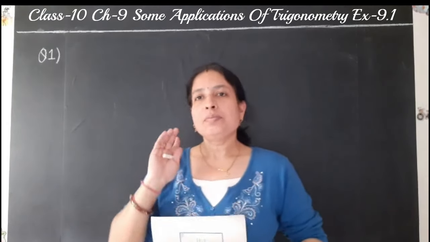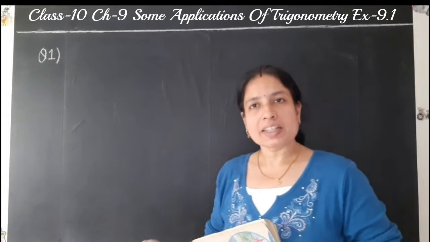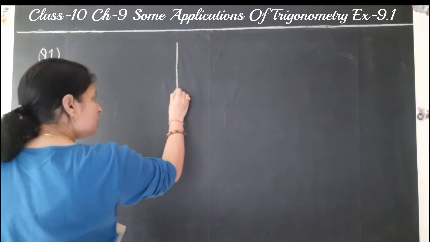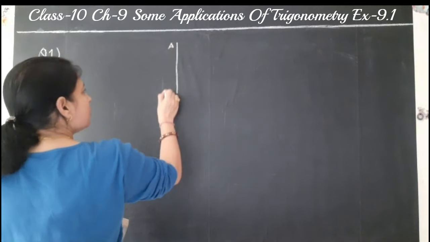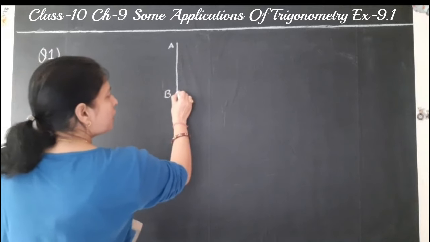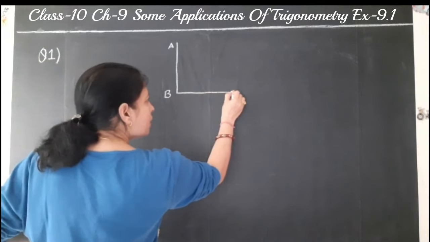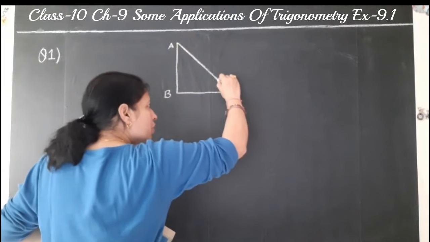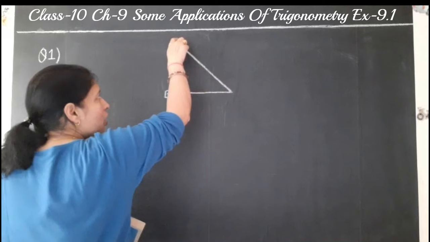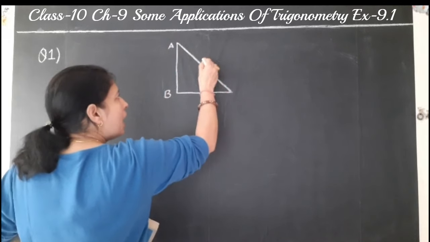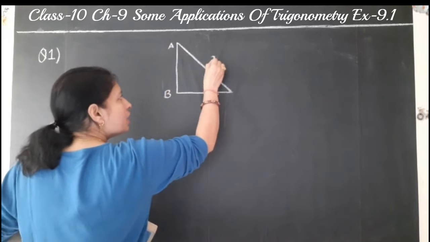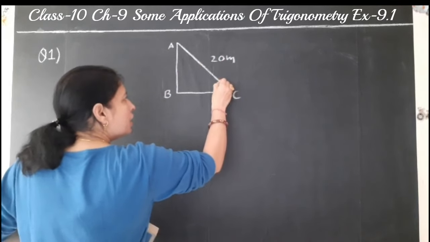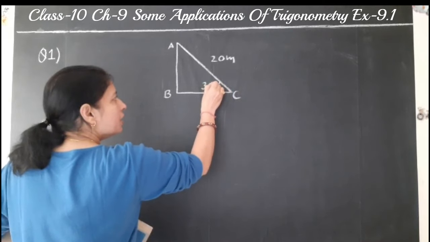तो सबसे पहले हम डायग्राम बनाते हैं और देखते हैं कि क्या क्या दिया हुआ है. सो लेट अस ड्रॉ. सपोज दिस वन इज ए पोल. हियर लेट इट ए बी. इट इज स्टैंडिंग ऑन ए horizontal level, and this one is a rope. It is tied from top of the pole to the ground, and length of this rope is given 20 meter. So write here 20 meter. Suppose this point is C. Here angle is given 30 degree.